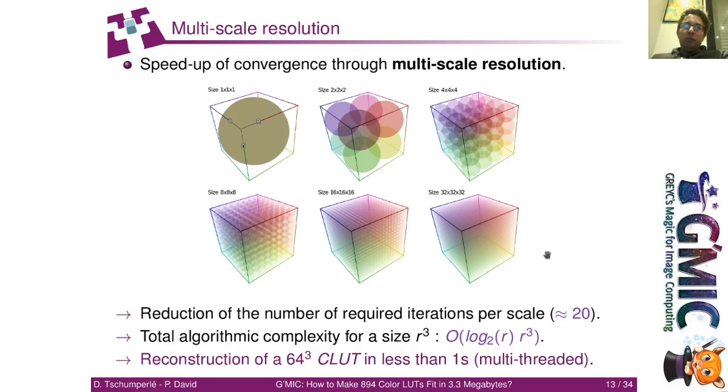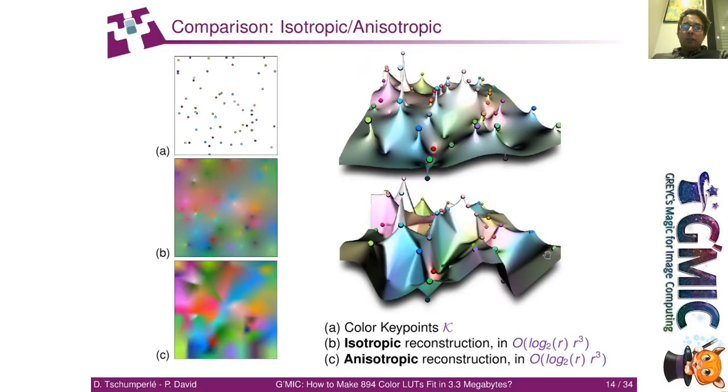Finally, all these numerical tricks allow the CLUT decompression algorithm to reconstruct a 64-cubed CLUT in less than 1 second, considering that each iteration of the diffusion step can also take advantage of multithreading if you have multiple cores in your CPU. I told you earlier that the diffusion process was not isotropic, but anisotropic, meaning the diffusion is not done in all directions of the space at each point.